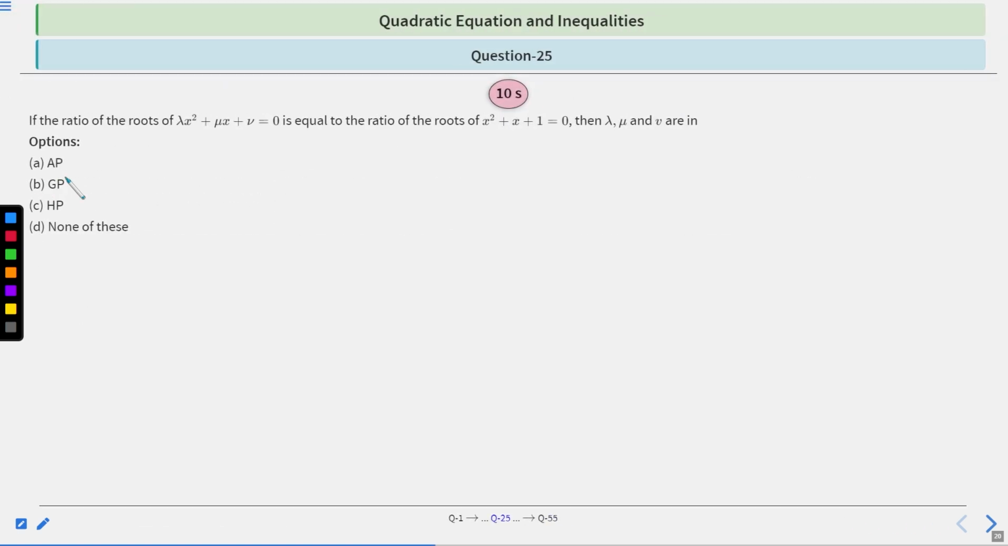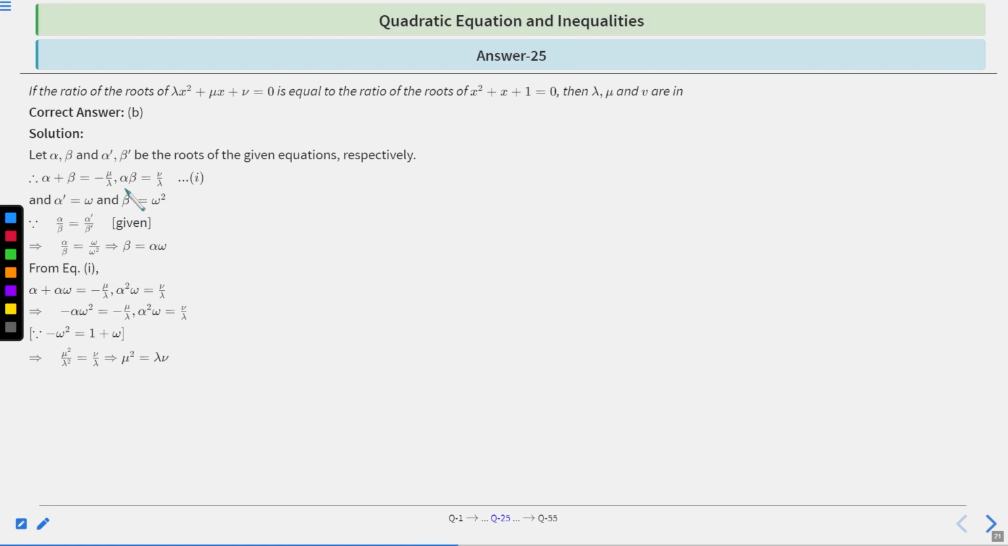Let's discuss question number 25. If the ratio of the roots of λx² + μx + v = 0 is equal to the ratio of the roots of x² + x + 1 = 0, then λ, μ and v are in. So let's discuss the solution after 10 seconds.